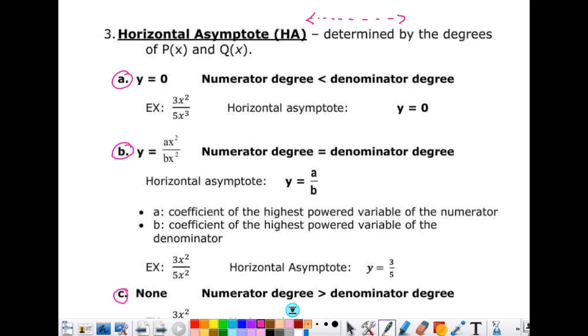Okay, how do you figure that out? Well, you look at the degrees. See the degrees right here and the degree right here of the first term. The numerator degree is a 2. The denominator degree is a 3. 2 is less than 3. So if the numerator degree is less than the denominator degree, then your horizontal asymptote is y equals 0.